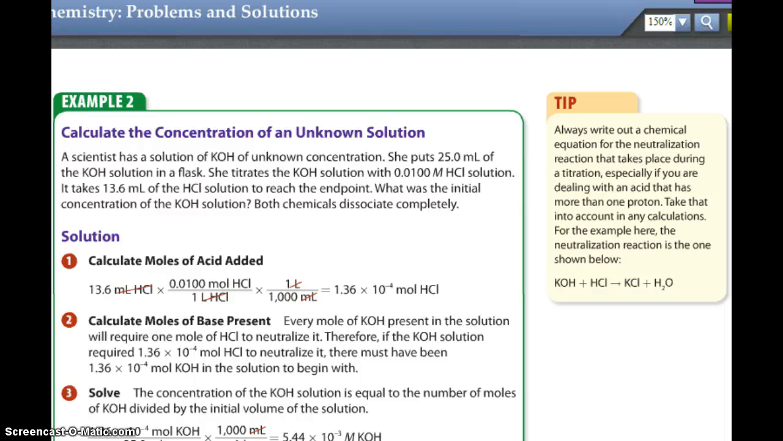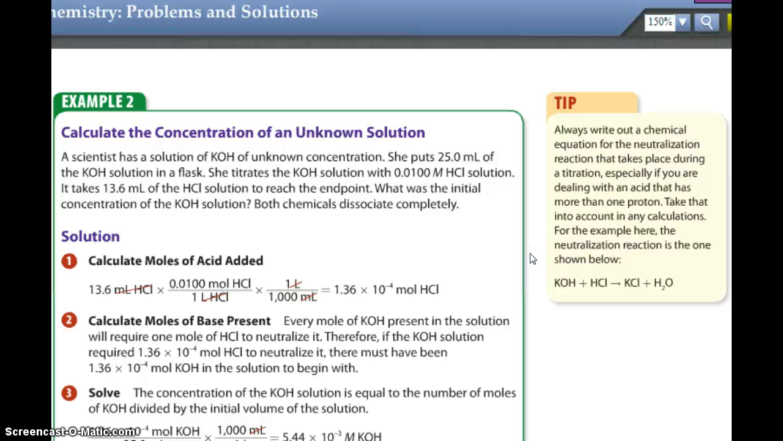Example 2. Calculate the concentration of an unknown solution. A scientist has a solution of potassium hydroxide of unknown concentration. First of all, is this an acid or a base? Because of the OH, it's a base. She puts 25 milliliters of the potassium hydroxide solution in a flask. She titrates the KOH solution with 0.0100 molar HCl solution. Okay, HCl, is it an acid or a base? It starts with an H, therefore we know it is an acid. It takes 13.6 milliliters of the hydrochloric solution to reach the end point. What was the initial concentration of the KOH solution?